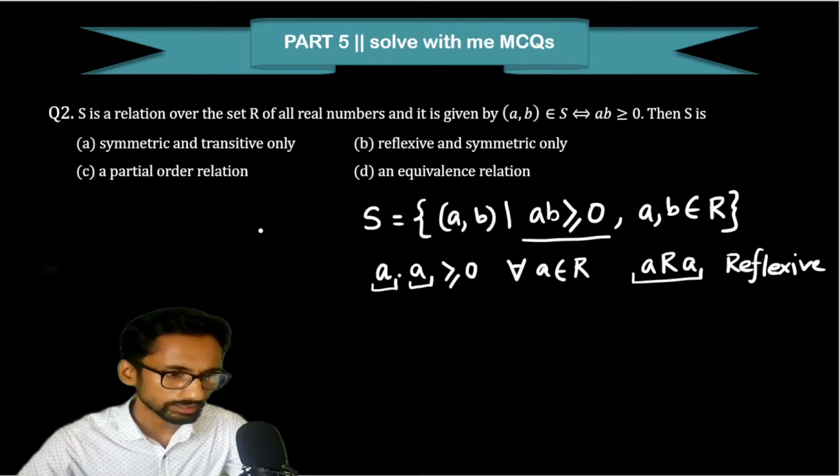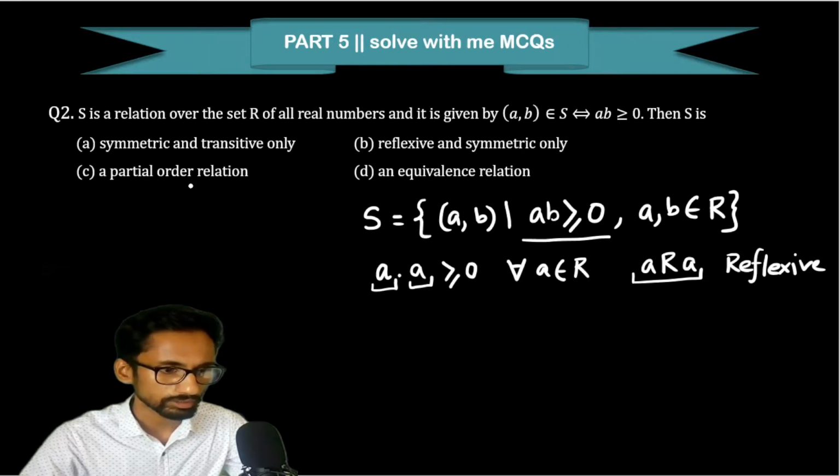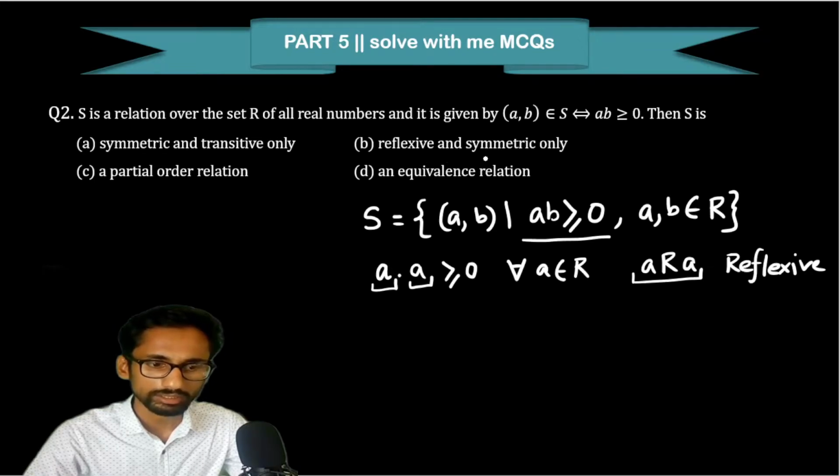Now check the answers. This option says symmetric and transitive only. We have not checked it yet. A partial order relation, not relevant. Reflexive and symmetric only. An equivalence relation. So we have to check whether it is symmetric or not.